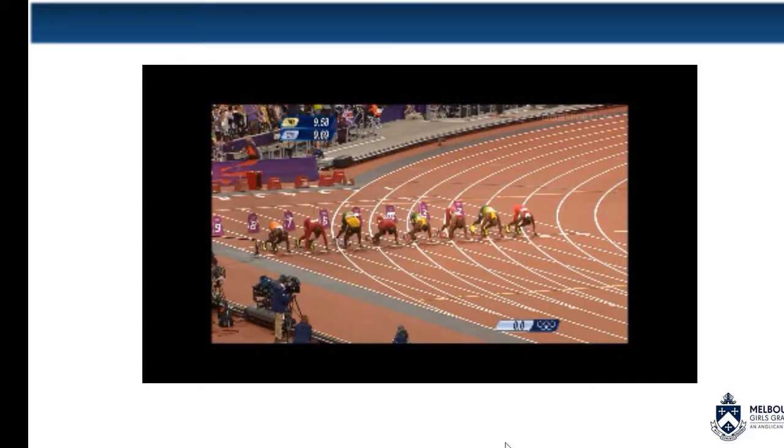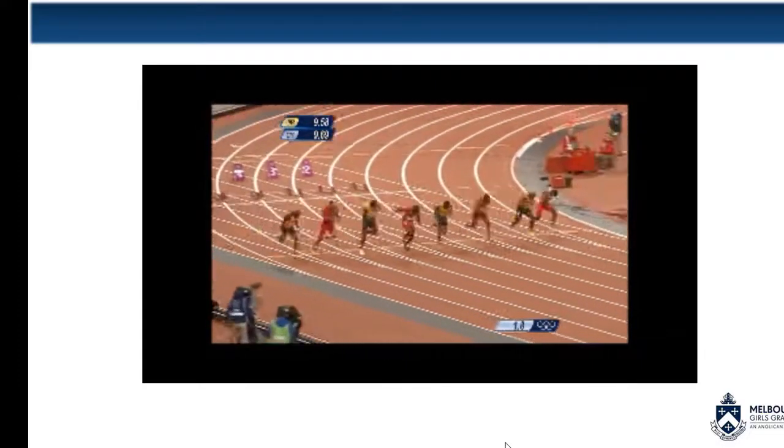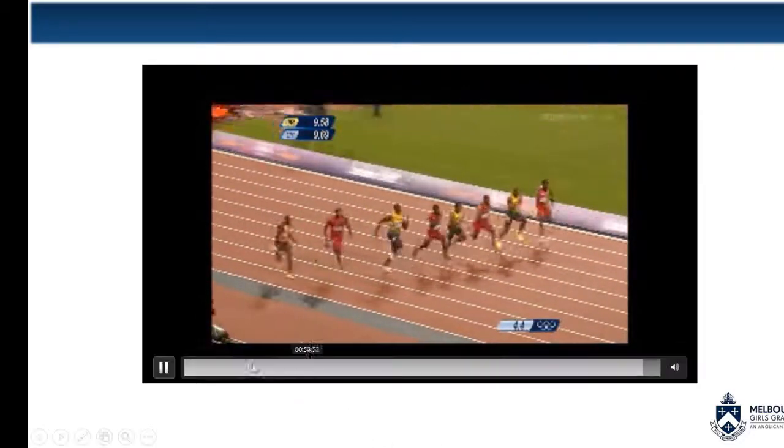Set. Bolt not very quickly out of the blocks. Powell was the quickest, but Bolt just getting in.